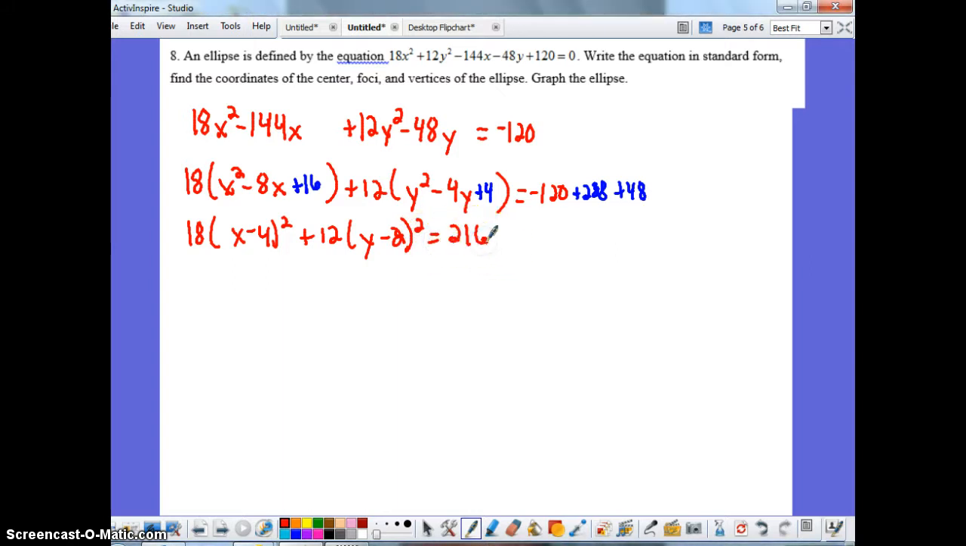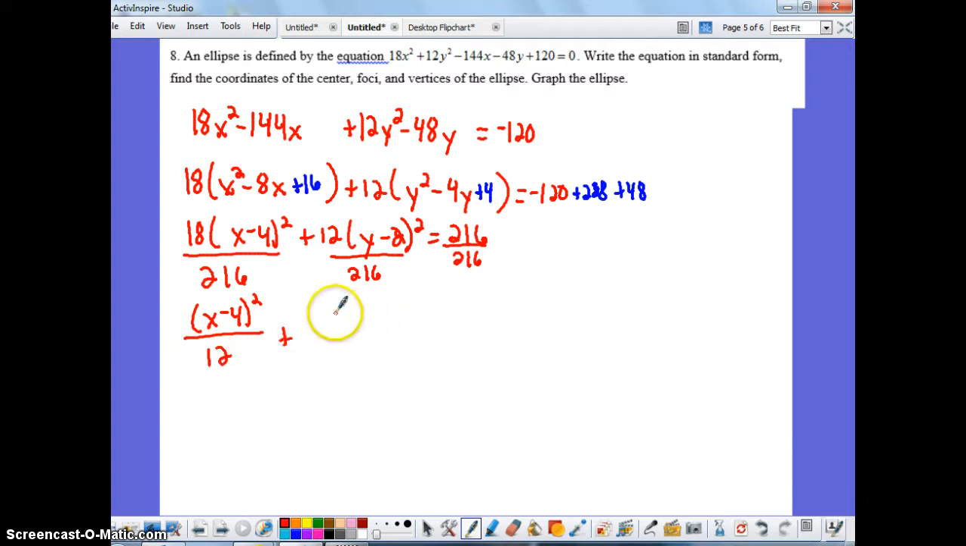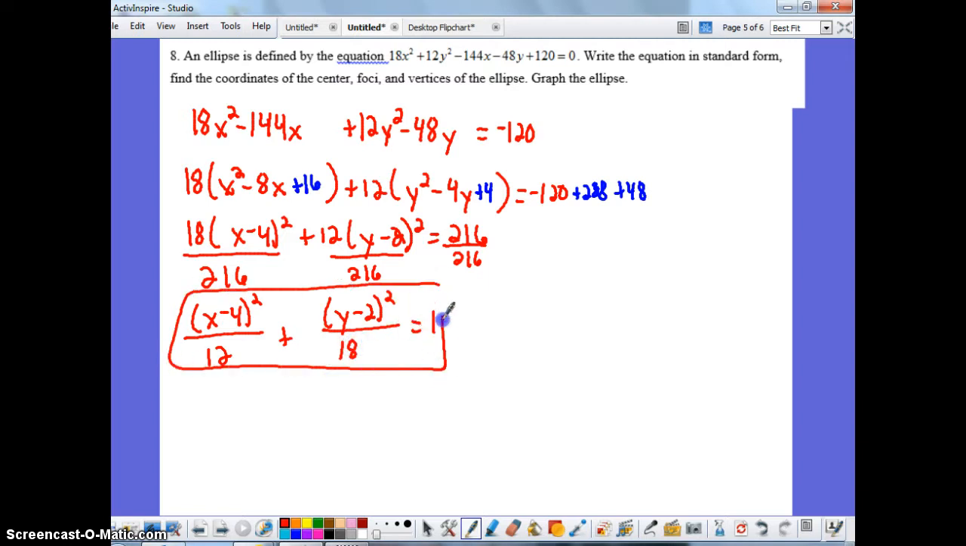So remember, for an ellipse and a hyperbola, we want these to be equal to 1, so I have to divide by 216. And that's going to reduce out that 18 and the 12 anyhow. So I'll write that backwards. Alright, so 18 over 216, this is going to become x minus 4 squared all over 12. Plus, now over here we're going to have y minus 2 squared all over 18. That's going to equal 1. So that's the equation in standard form. That's what it asks us to do. And we're going to find the center, the foci, the vertices, and graph it.